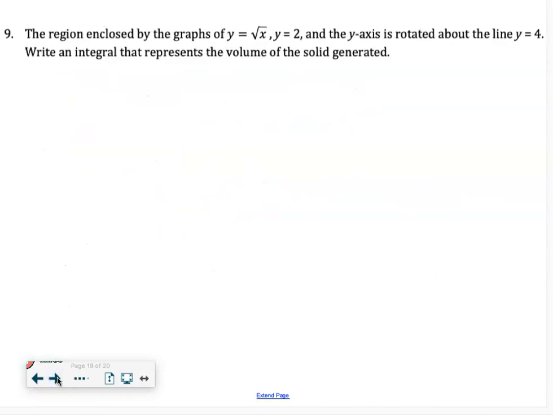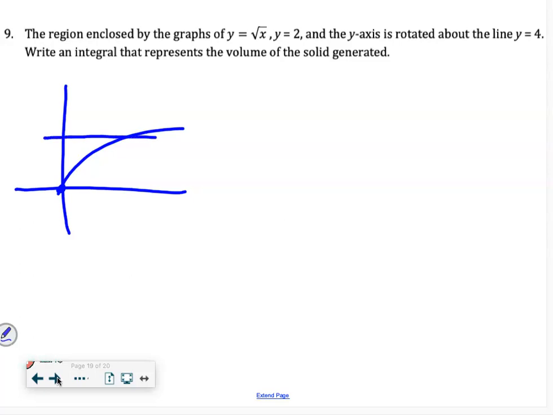All right. Let's see. y equals root x, y equals 2 is a horizontal line, and the y-axis. So that region right there. We're rotating this region about the line y equals 4. What method would you use for this? Washer, right? Horizontal axis, washer. Vertical axis, shell, right? Yes.